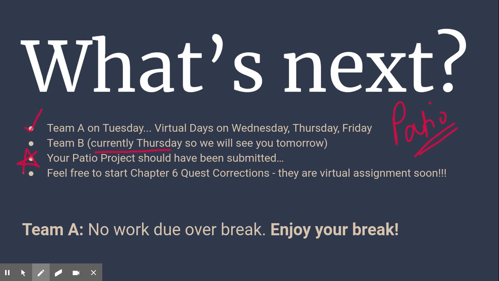So again, your patio project should have been submitted at this point. If it's not, that assignment is closed. So you're going to have to email me and share those items with me so we can get those graded in. Feel free at this point to start your Chapter 6 corrections. As long as you took the test prior to break, those corrections or that test should be shared with you via email. So check your email inbox.